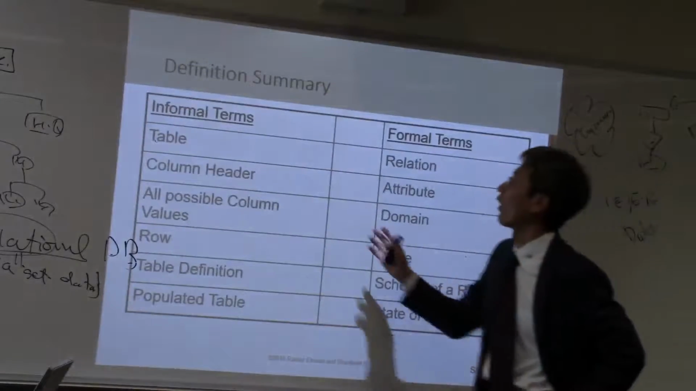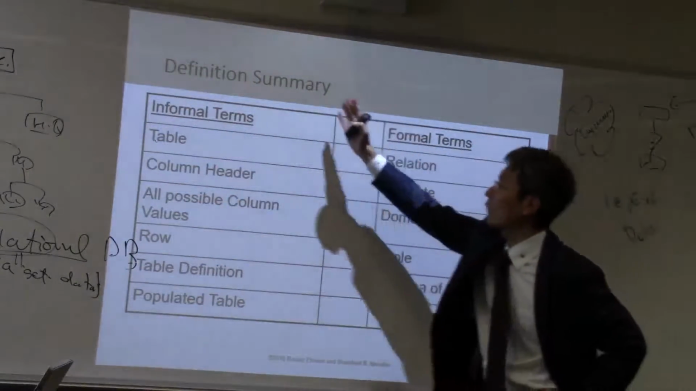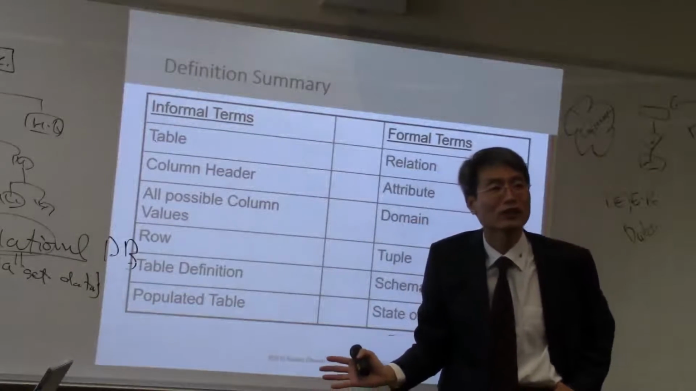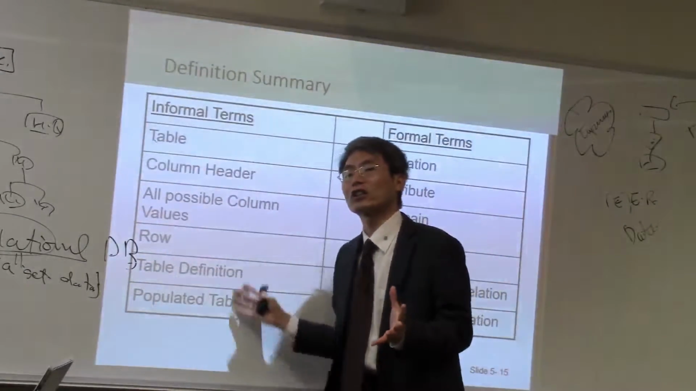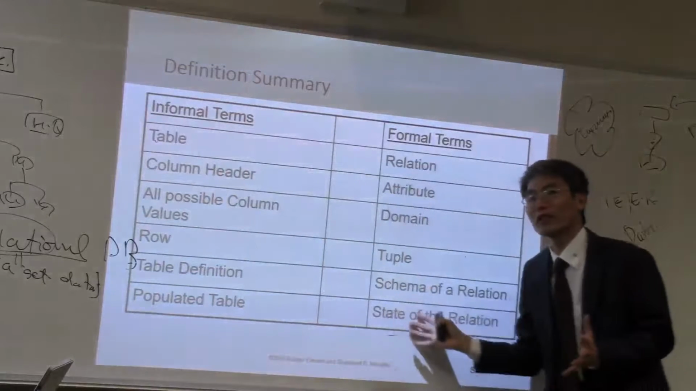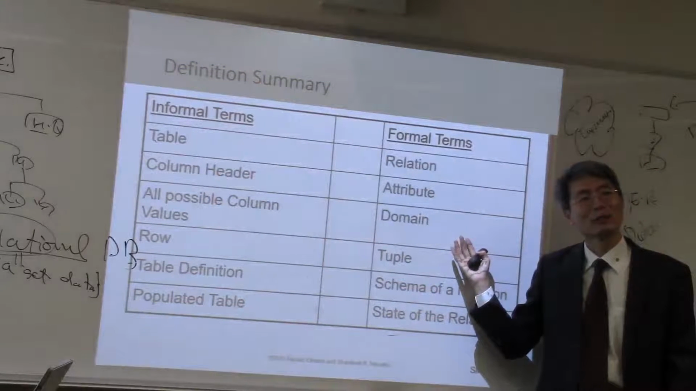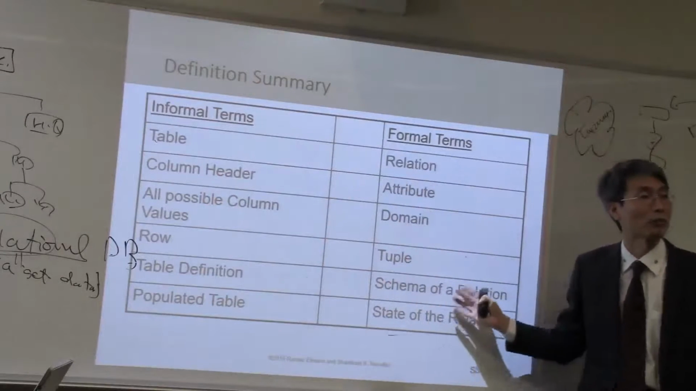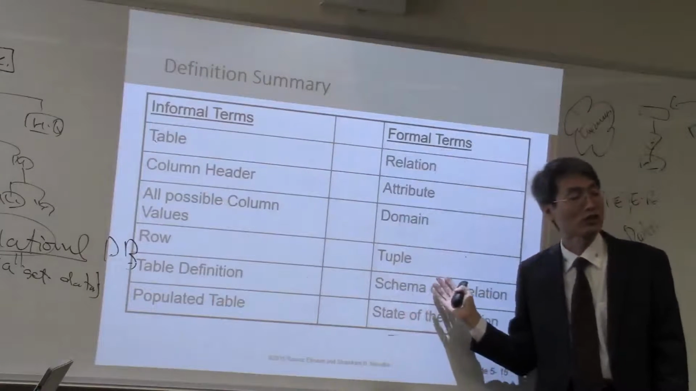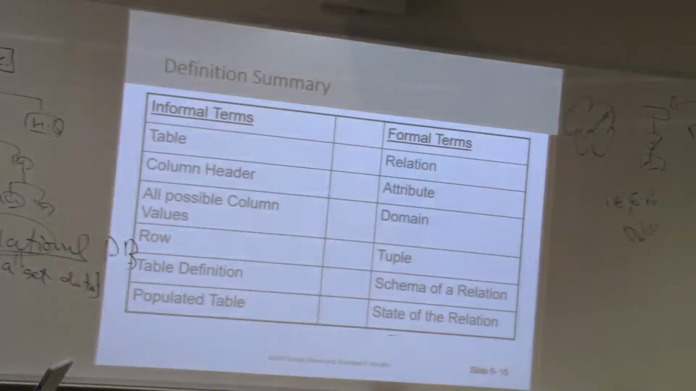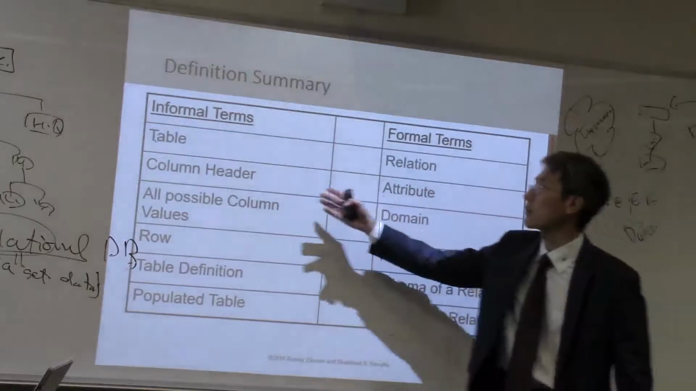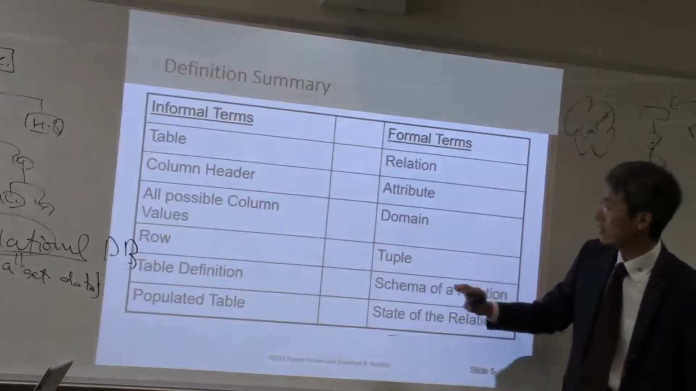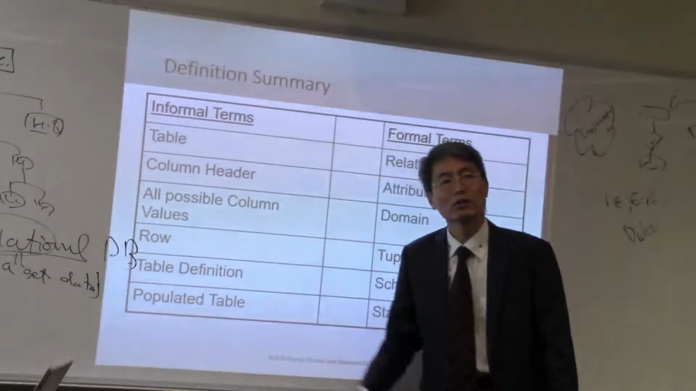So this is the summary of the definition. This is an informal term. Informal term means used in general, practically used in companies or software. And formal term means it's a mathematical term. When Dr. E.F. Codd proposed this, he used this term, still used in technical papers and formal textbooks. So the relation is the same as the table. Attribute in the relational model is the same as column. And let's skip this one. The tuple is the same as row.